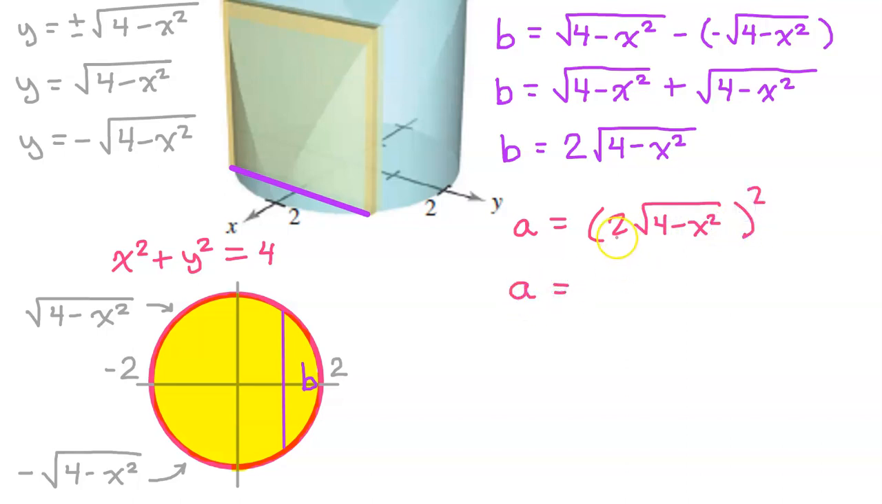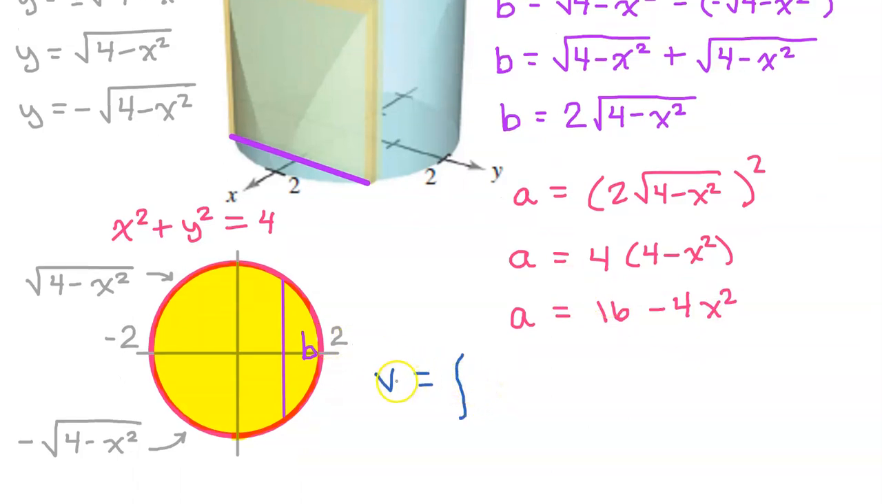So if we square the 2, we get 4. And if we square the radical, the radical goes away. And we end up with 4 minus x squared. Distributing the 4, we get the area is equal to 16 minus 4x squared. And that's the end of step 2.